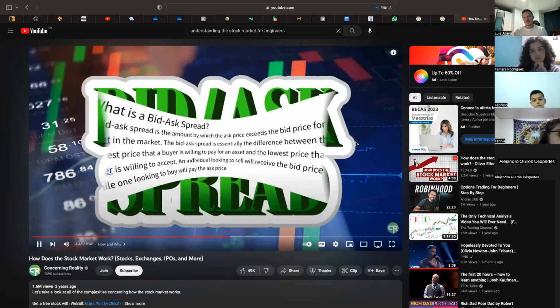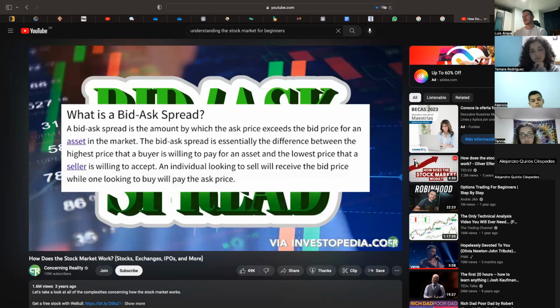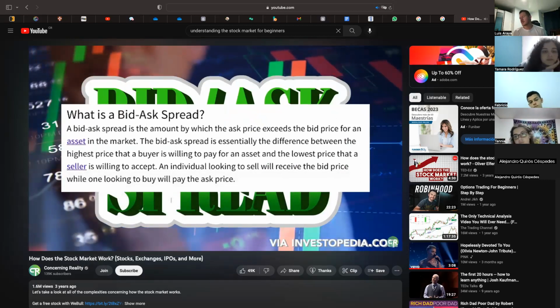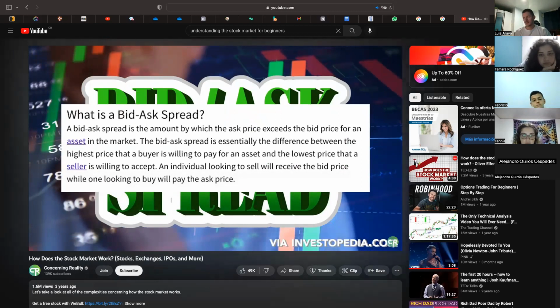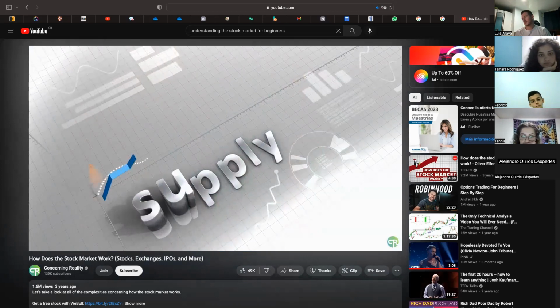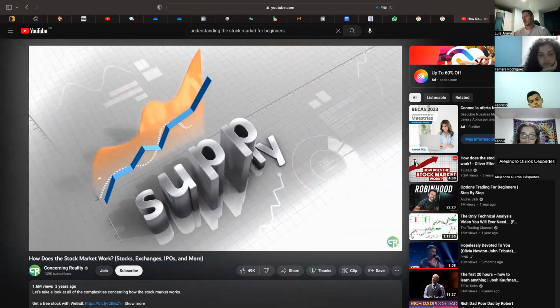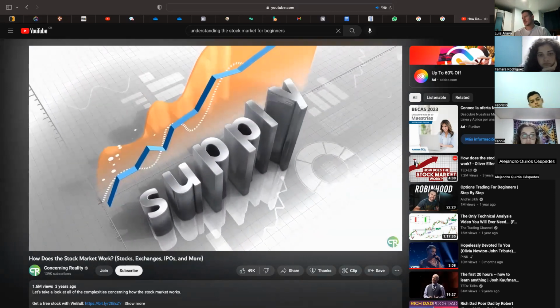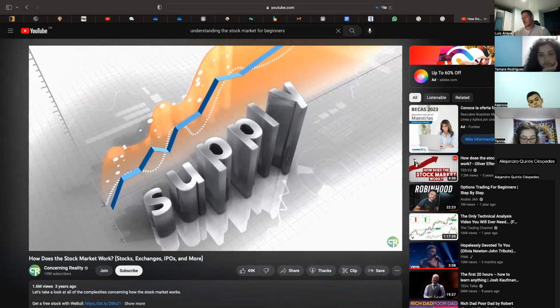The bid-ask spread basically means the difference between the bid, or what someone is willing to pay to buy a share, and the ask, or what someone is willing to sell a share for. Supply and demand is fairly simple to understand at the end of the day. If more people want something, that thing, in this case a stock, will be more expensive.